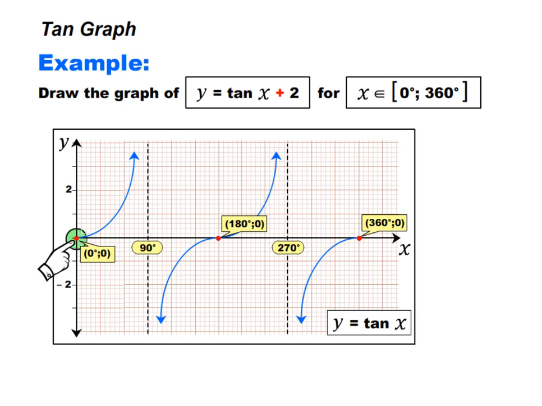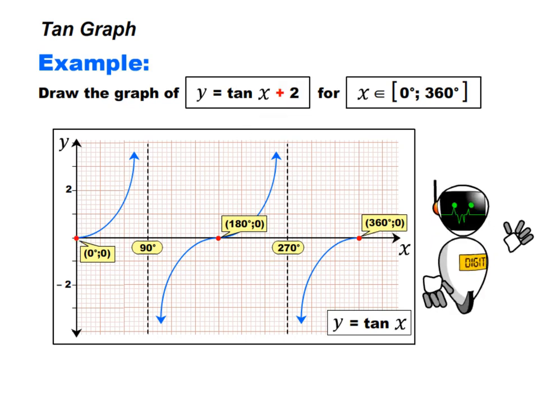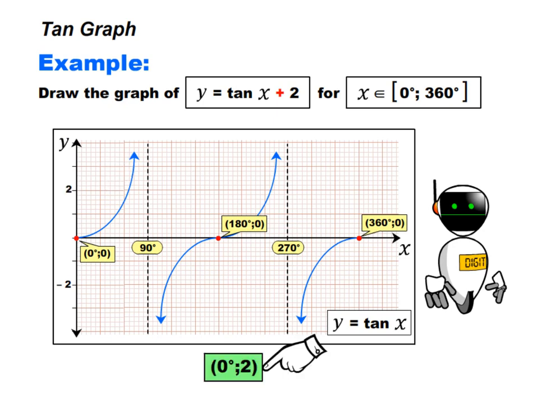Look at the graph of y is equal to tan x. Look at this point, which is 0 degrees and 0. The x value is going to remain the same, and the y value, which is 0, will be added with a 2. So the y value will become 0 plus 2, which is 2. Yes, the y value will be 2, which means 0 degrees and 2 is a point that lies on the graph of y is equal to tan x plus 2.